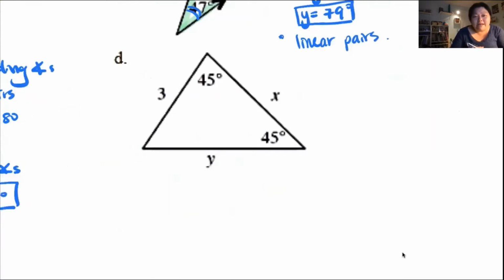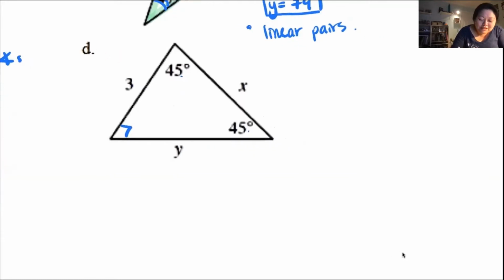Last but not least, what does this say? It doesn't look right. I mean, literally, it doesn't look right. But you know that if this is 45 degrees and 45 degrees, this must be a 90-degree angle. It looks horrible. So what I would suggest is to redraw this so it makes a little bit more sense to you, right?